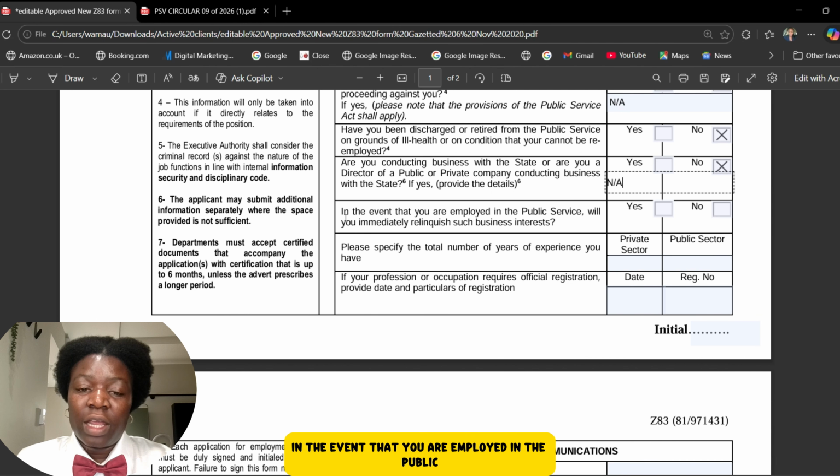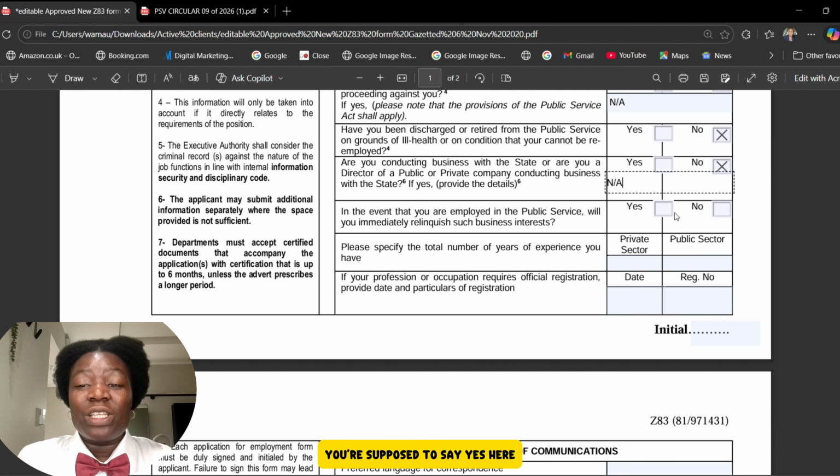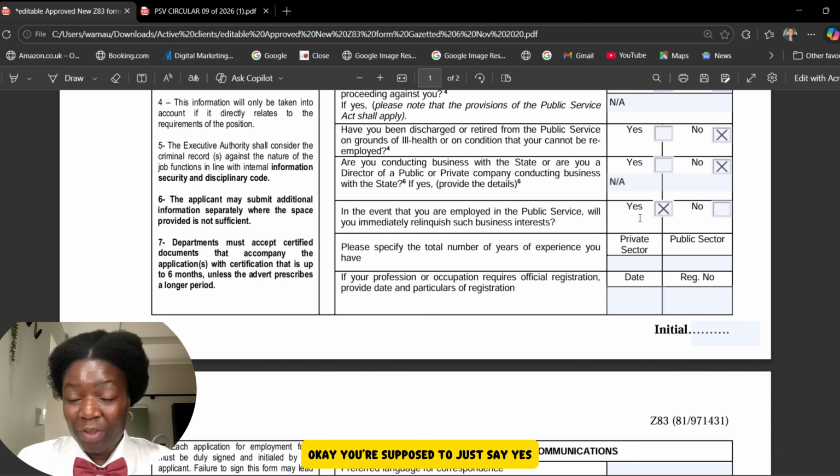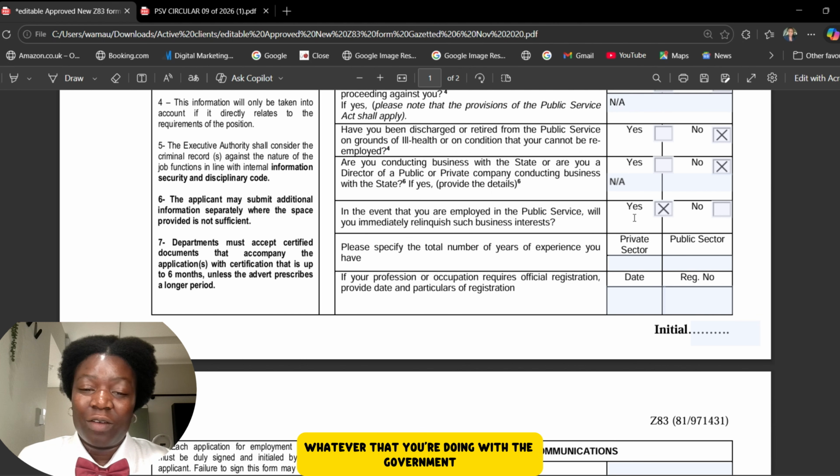in the event that you are employed in the public service, will you immediately relinquish your business interest? You're supposed to say yes here, otherwise you're not supposed to be working for the government, okay? You're supposed to just say yes, that you're going to stop whatever it is that you're doing with the government.